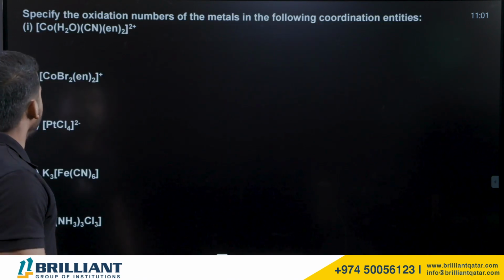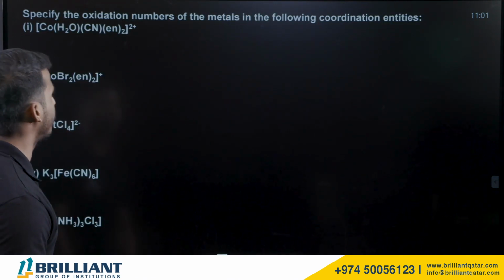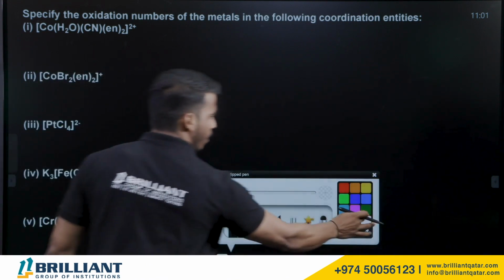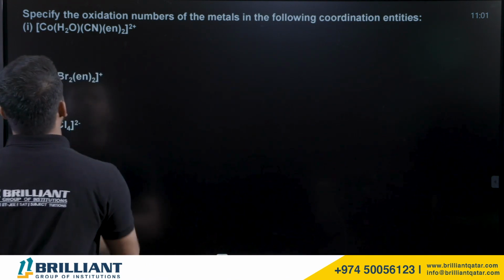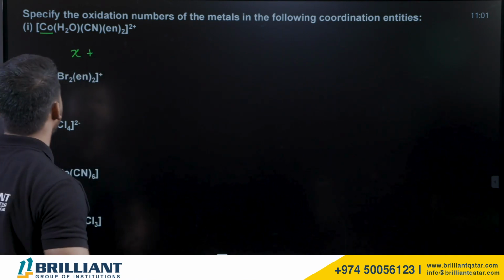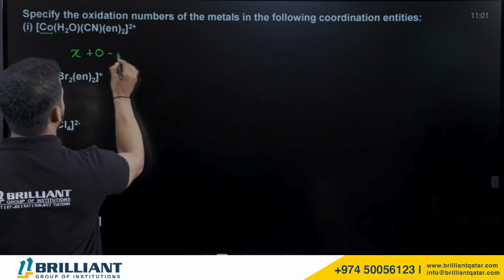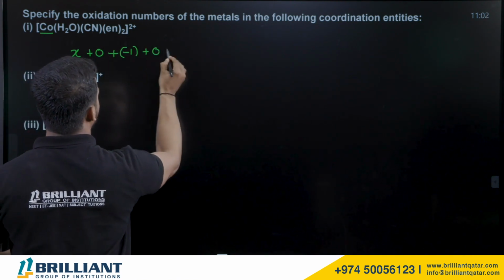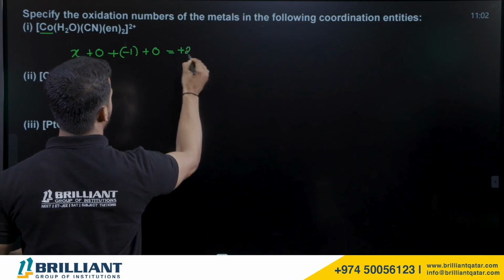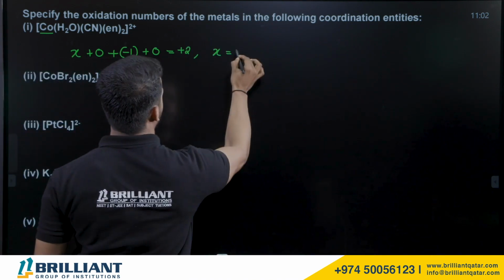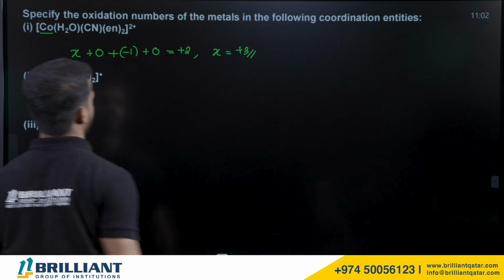Next one. Specify the oxidation number of the metal in the following coordination complex. Let's do this fast, all of you. What is the oxidation number of cobalt in this question? Cobalt oxidation state, we have to calculate X. Water, aqua, is a neutral ligand. One cyanide charge is -1. En is a neutral ligand. Overall charge of the complex is +2. Therefore, X -1 equals +2, so X comes to the right side and becomes +3, right? X is equal to +3.